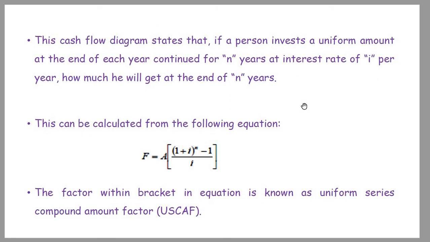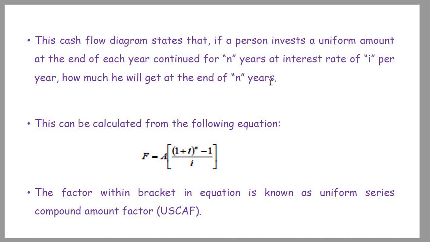This cash flow diagram states that if a person invests a uniform amount at the end of every year, continued for n years at an interest rate of I per year, how much will he get at the end of n years? The person knows the amount to be invested at the end of every year and the time span. For example, if a person invests 10,000 rupees in a bank at the end of every year till the end of the 10th year, 10 years.